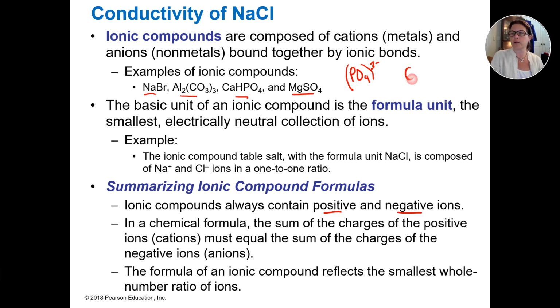What's another one? Overall, this whole thing has a 2 minus charge. So the charges of everything need to add up to whatever the overall charge is on the compound. And the formula of an ionic compound represents the smallest whole number ratio of ions.